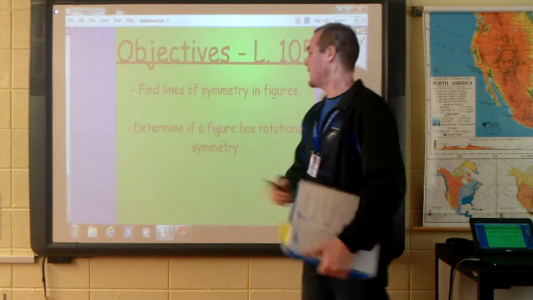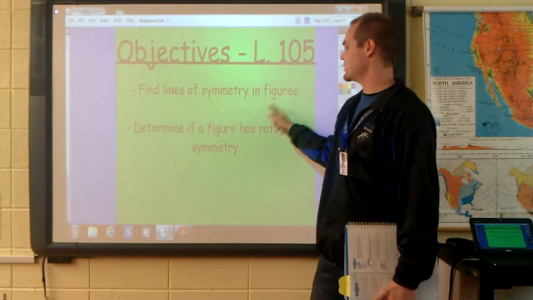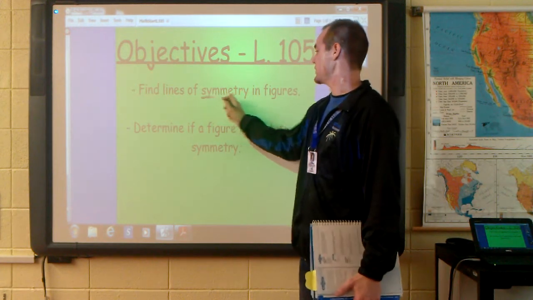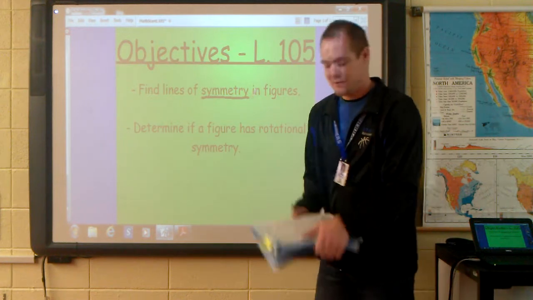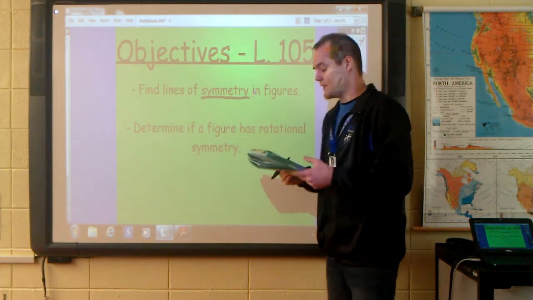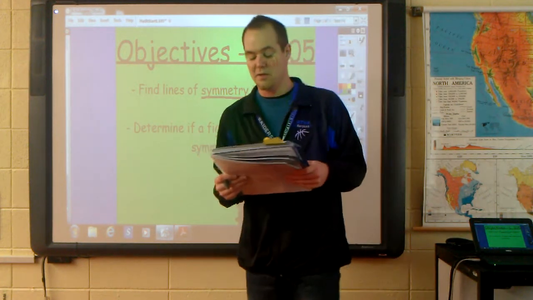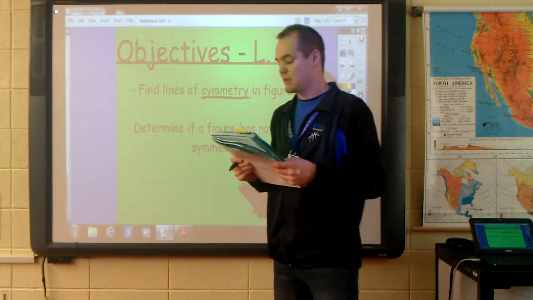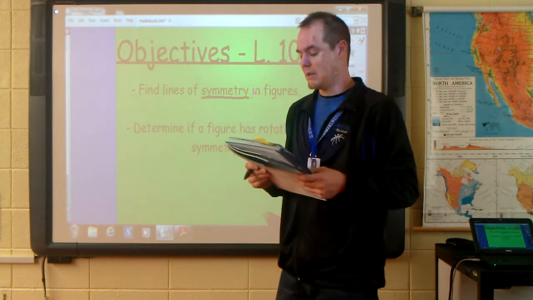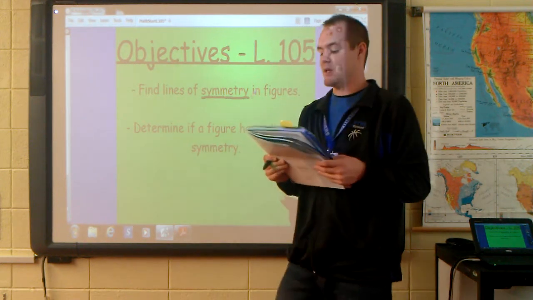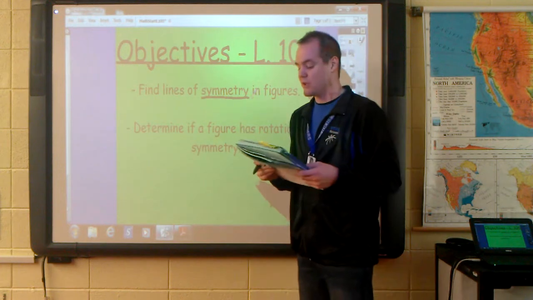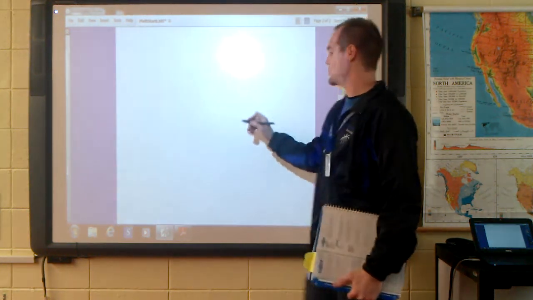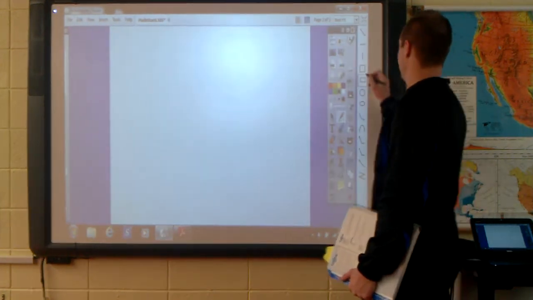We're going to find lines of symmetry in figures and determine if a figure has rotational symmetry. Symmetry is the important word for today. In this lesson, we will look for lines of symmetry. Figures that can be divided into mirror images by at least one line of symmetry are said to have reflective symmetry. If a mirror is placed upright along a line of symmetry, the reflection in the mirror appears to complete the figure.